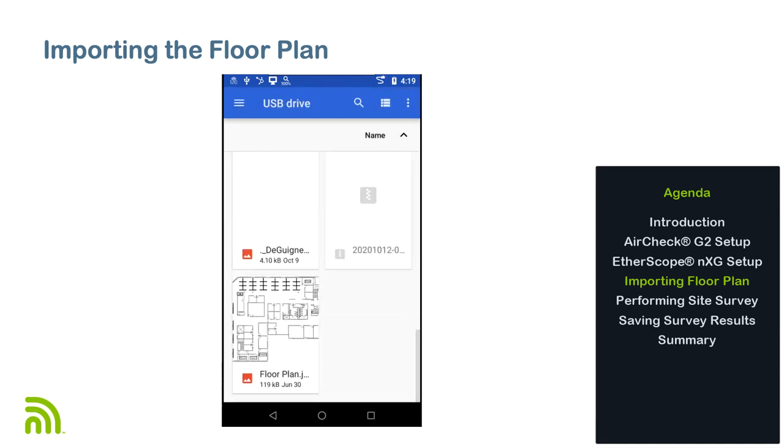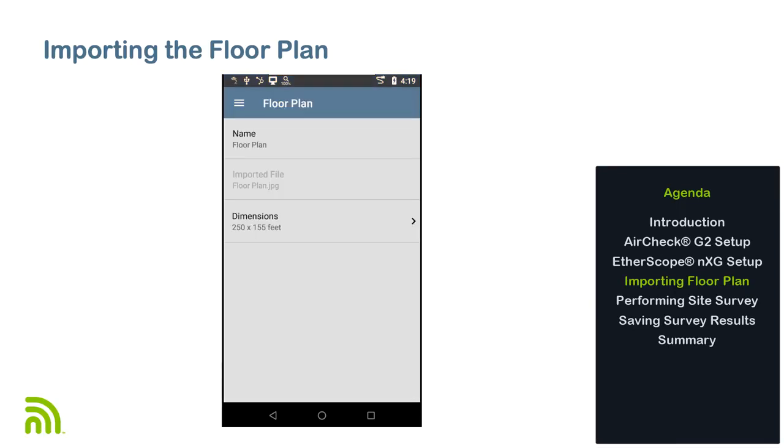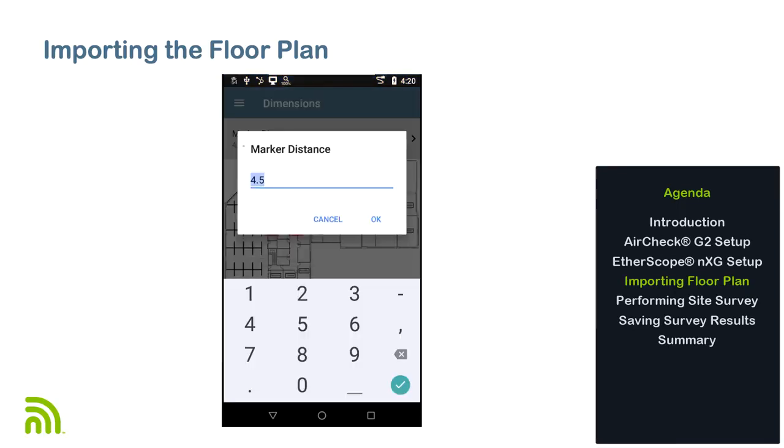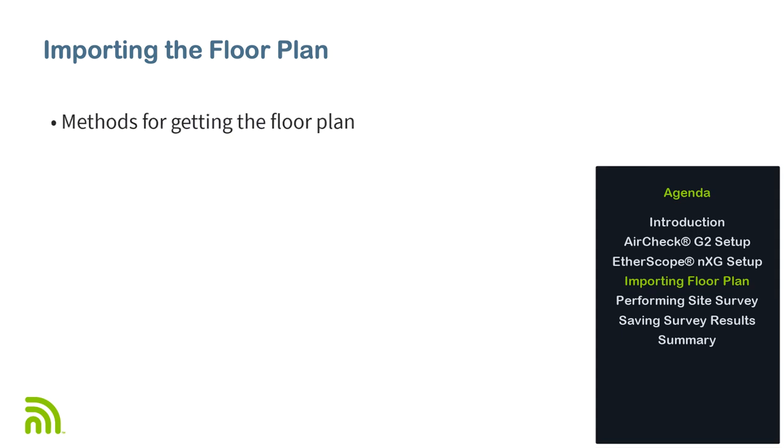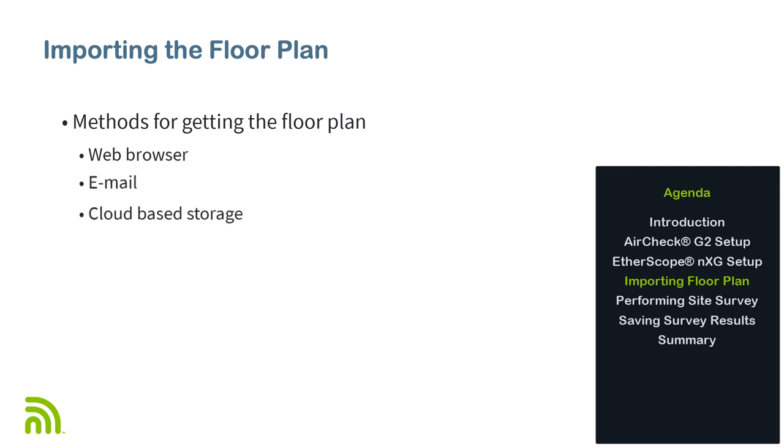After selecting the floor plan, I can calibrate using the same process as the AirCheck G2. I'll tap back, and I'll make sure the desired floor plan is selected. Then I'll tap back one more time. Since the EtherScope nXG can utilize a number of Android apps, your options for getting the floor plan file to the analyzer are many. Use a web browser, email, cloud-based storage app, whatever works best for you.